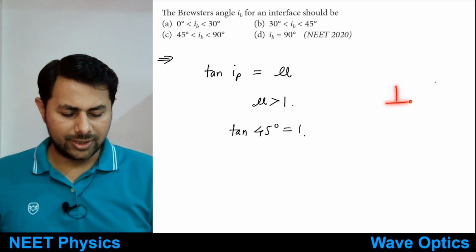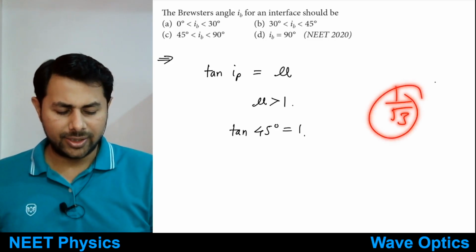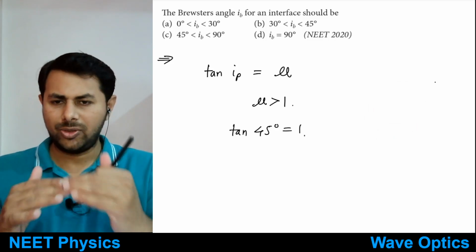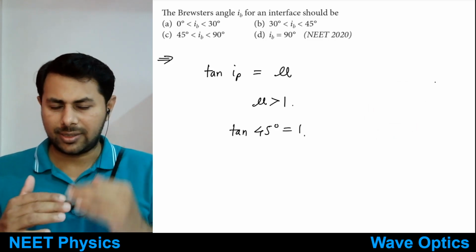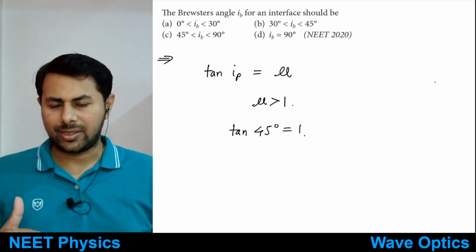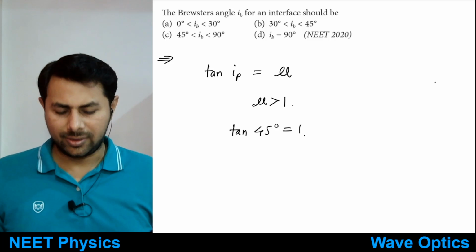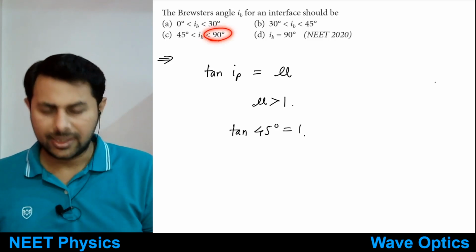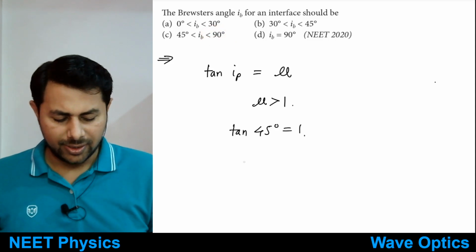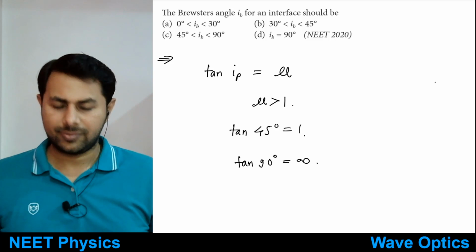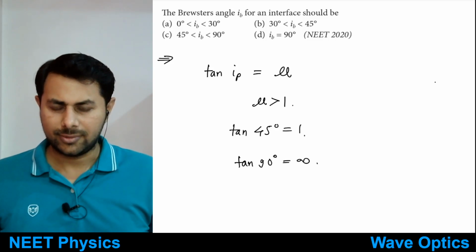Tan of 30 degrees is what? It's 1 by root 3, which is less than 1. So if you go below 45 degrees, tan of an angle will go on decreasing. If you go above 45 degrees, it goes on increasing. So 45 degrees to what? 90 degrees at max, because tan 90 is what? It's infinity, right?